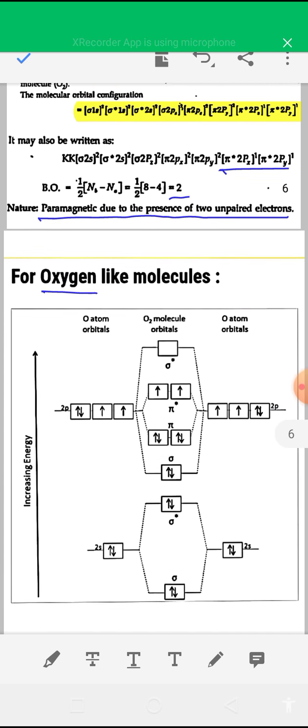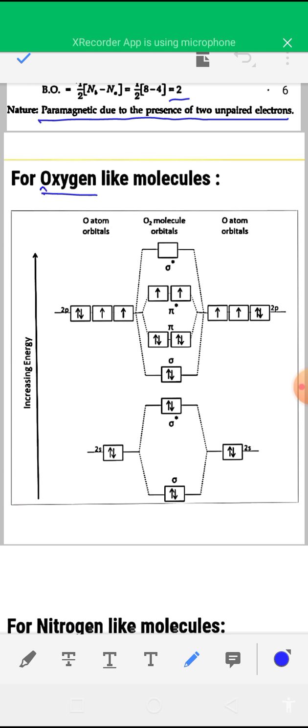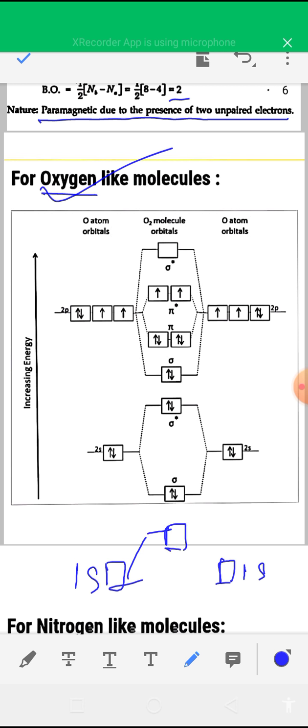Similarly, see the molecular orbital electronic configuration of oxygen molecules. Oxygen, nitrogen, all are given. In this picture, the overlap of the 1s atomic orbitals of both oxygen atoms gives sigma 1s and sigma star 1s. The overlap of 2s atomic orbitals and 2p atomic orbitals is also shown for the oxygen atom.